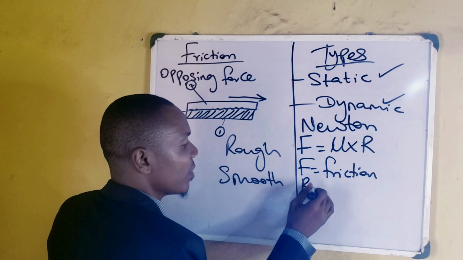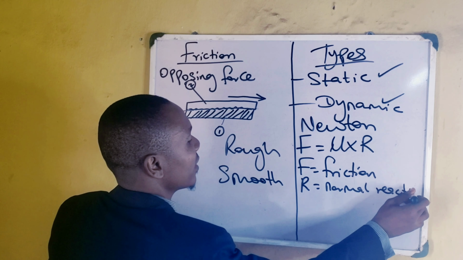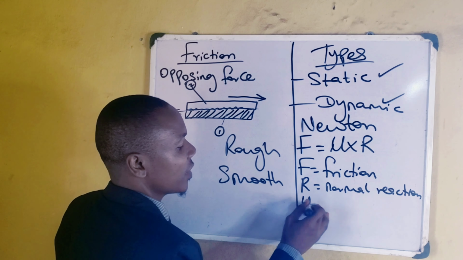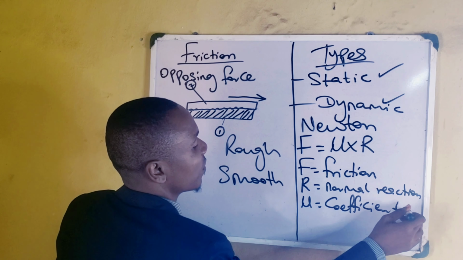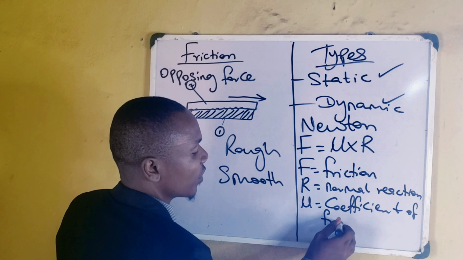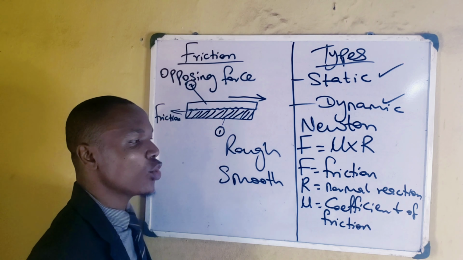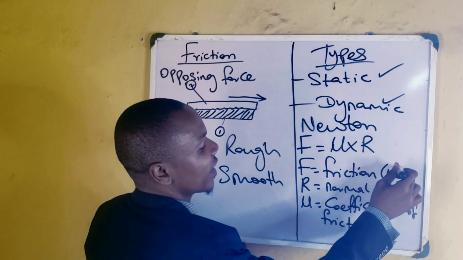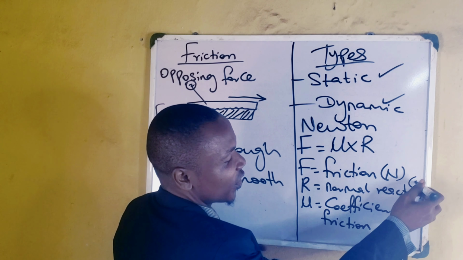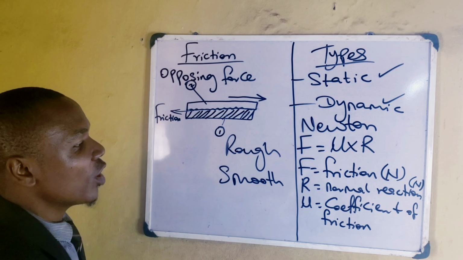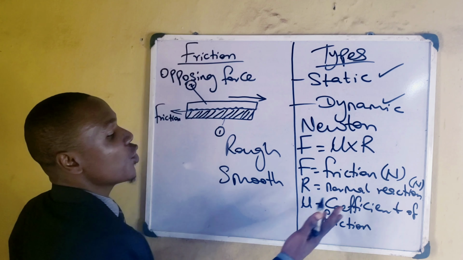While R means normal reaction. Then this μ means the coefficient of friction. That's the meaning. Coefficient of friction. When you look at this now, you notice that the unit of friction is Newton. Again, the unit of normal reaction is also Newton. Can you see it? So friction has a unit of Newton and normal reaction has a unit of Newton.